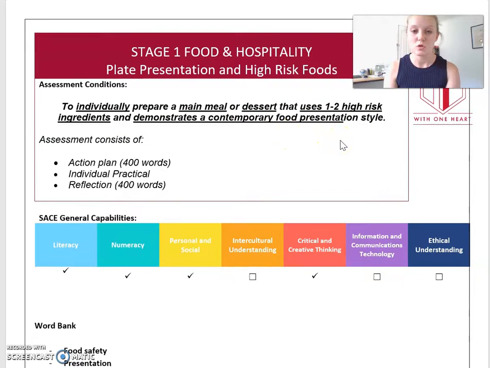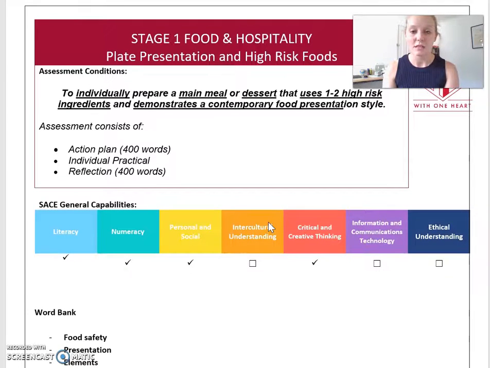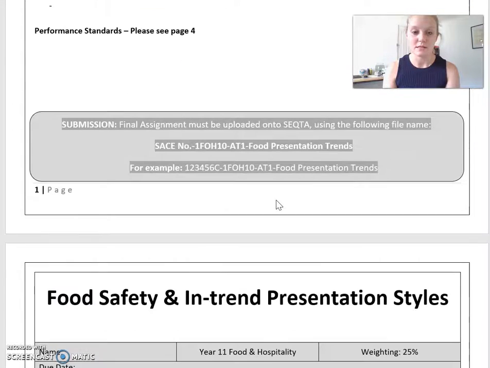Okay, so there's 2 parts to it. We're looking at high-risk foods and plate presentation. You're going to need to write an action plan, which is 400 words, complete the individual practical, and then also reflect in 400 words as well. And this assessment task has all the guidelines that you need, as well as some formative activities in there so that you can work through and learn about high-risk ingredients, learn about plate presentation, and then apply it to this assignment. So let's scroll down.